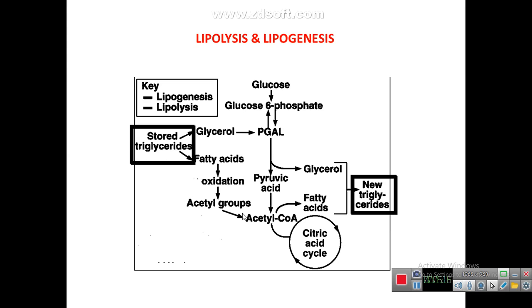Now, if the body needs more energy, from the acetyl coenzyme A, acetyl groups combine together to form fatty acid. PGAL can convert back into glycerol. This glycerol and fatty acid combine together to form triglyceride. So this process is lipogenesis, while this process is lipolysis.